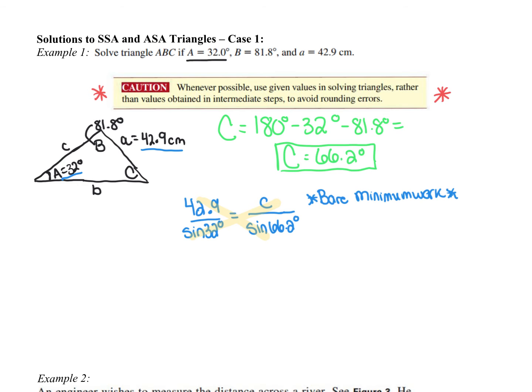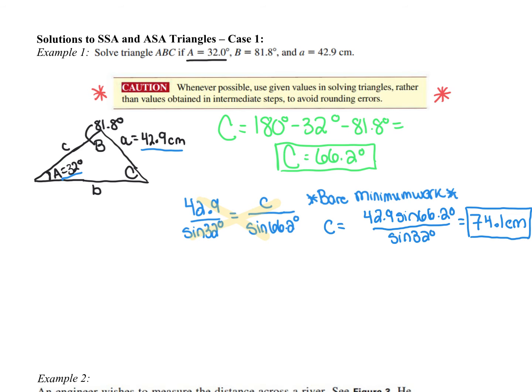Try again. So I can do C equals 42.9 sine of 66.2 degrees over sine of 32 degrees. Make sure your calculator's in degrees, please, please, please. And when you type this in, you should get that letter C is 74.1 centimeters. Two things to note. Number 1, label your answers, please. Number 2, all of the numbers given in the problem have 3 sig figs, so I rounded it to 74.1 because 3 sig figs.